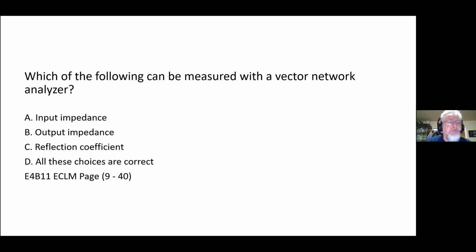All righty. Which of the following can be measured with a vector network analyzer? A, input impedance. B, output impedance. C, reflection coefficient. Or D, all these choices are correct. Delta, all these choices are correct.